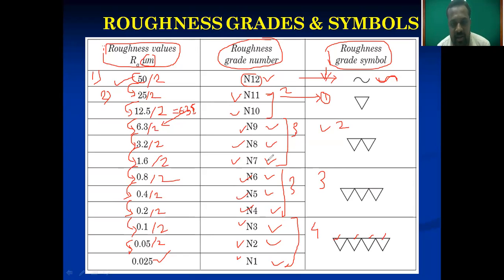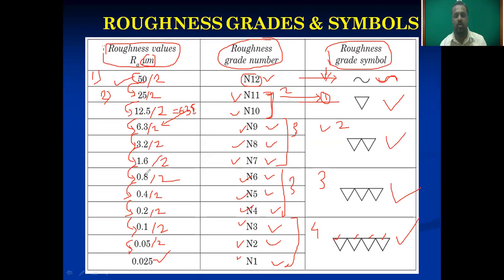Understood how to remember that whole chart, the surface grade and symbol chart? First we combine the 2 grades and use the single triangle. Then we combine the 3 grades, and we remember 2 triangles, 3 triangles, and 4 triangles. Here 1 triangle, 2 triangle, 3 triangle, and 4 triangle.